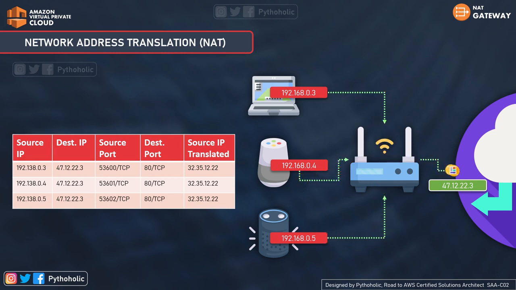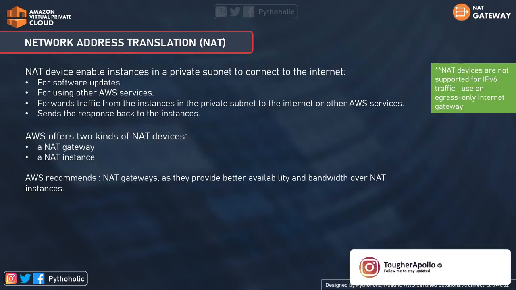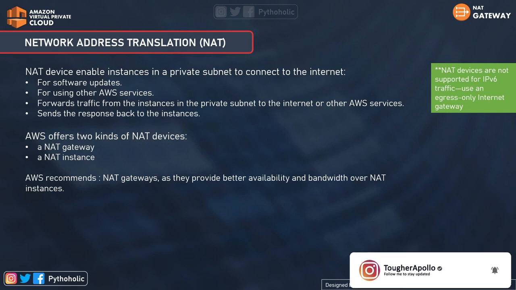Let's move on to the AWS NAT and let's understand how we can provide internet access to our instances in the private subnet. So just like we discussed before, the NAT device actually helps us enable instances in the private subnet to connect to the internet. We all know that the instances in the private subnet have the main route table pointing the VPC CIDR to local as the target. And that is why they don't have internet access, and people outside also cannot access these instances.